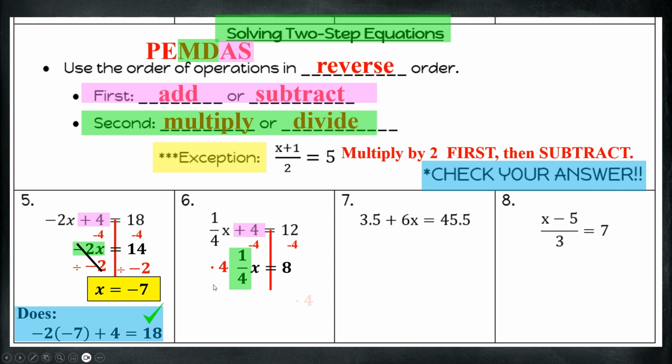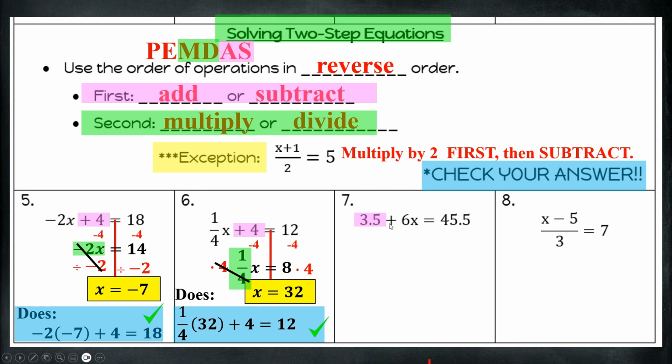So I'm going to do 8 times 4, and x is equal to 32. I can then plug that 32 in for the x to make sure I have the correct answer, and I do. All right, in this next example, I have 3.5 plus 6x equals 45.5. Now, a lot of students were stumped because the constant, the number without the variable, was listed first. It can be listed in any order.